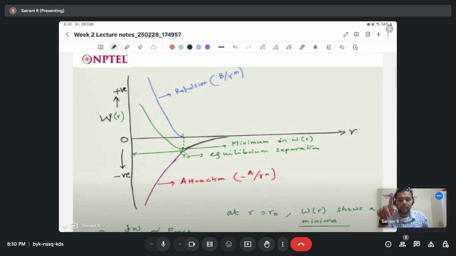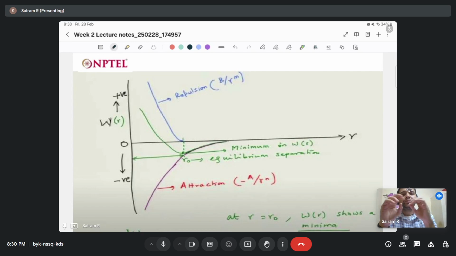So the positive potential energy is because we need to supply energy from outside to bring two atoms close to each other. However, the nucleus and the electron cloud have their own attraction towards each other, because those are oppositely charged. But this force of attraction between the positively charged nucleus and the negatively charged electron cloud will only hold good till a certain distance.